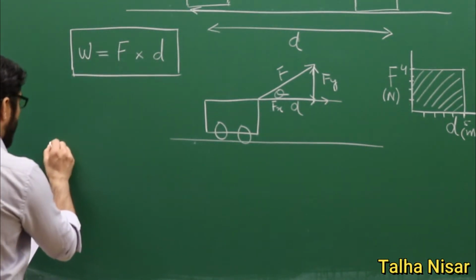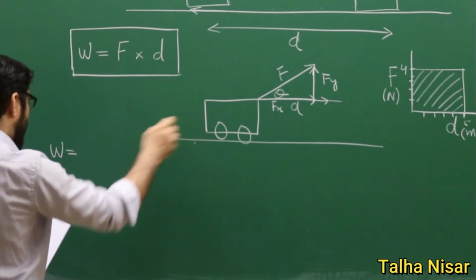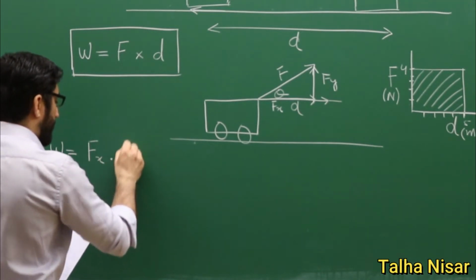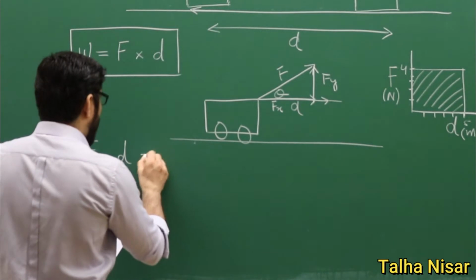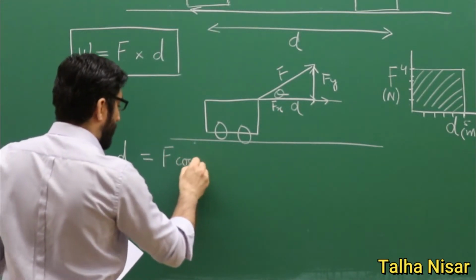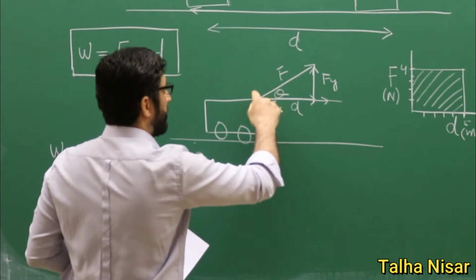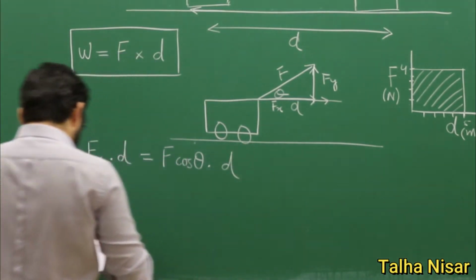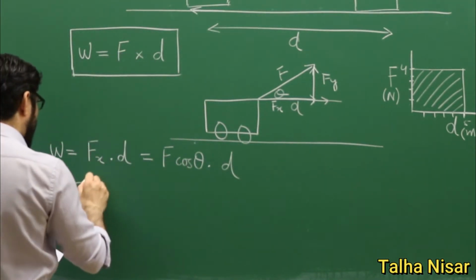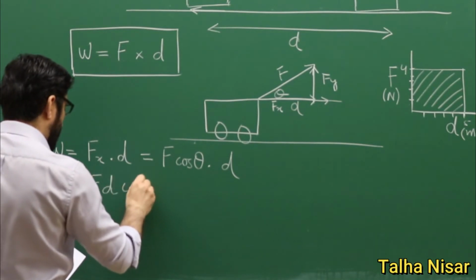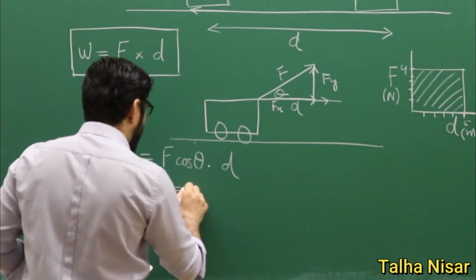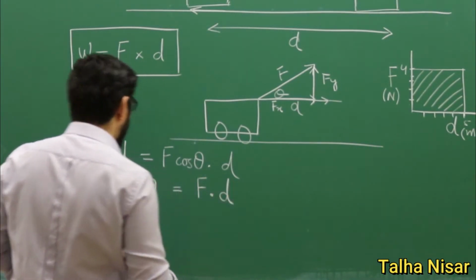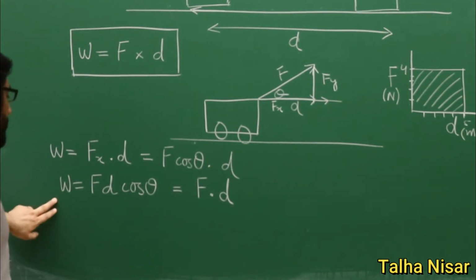So we can write the work done is equal to Fx dot d. But we know that we can also write that Fx is equal to F cos of theta. So the work done is F d cos of theta, or we can simply write that it is the dot product of the two vectors. So this is the dot product of two vectors.